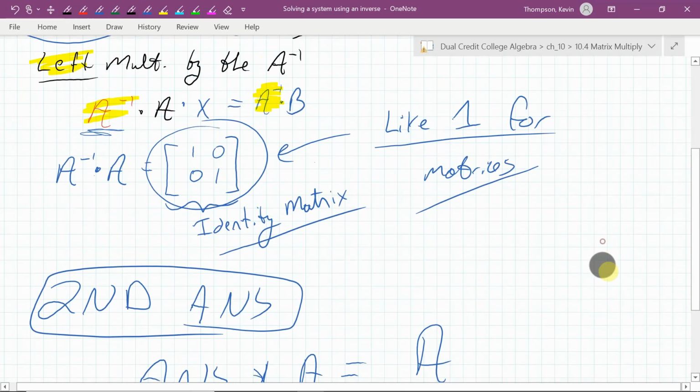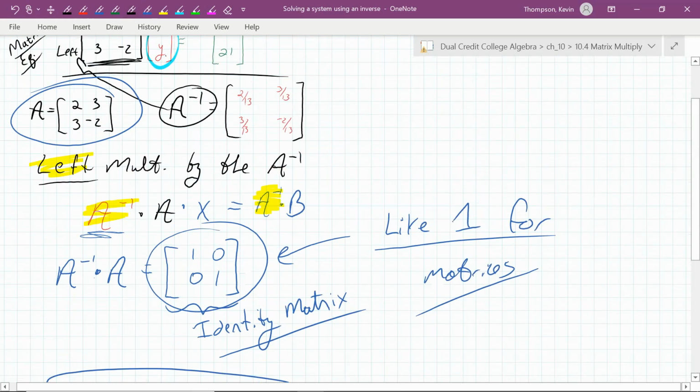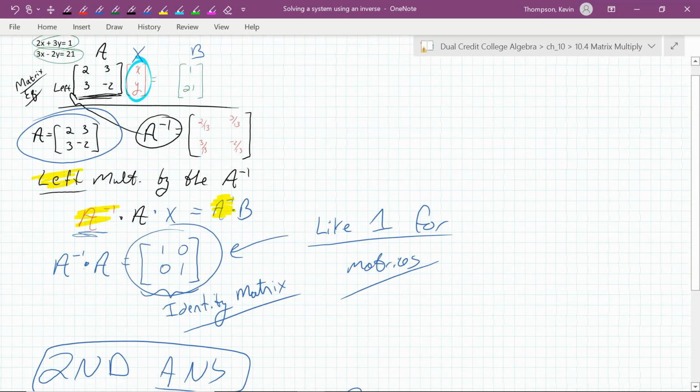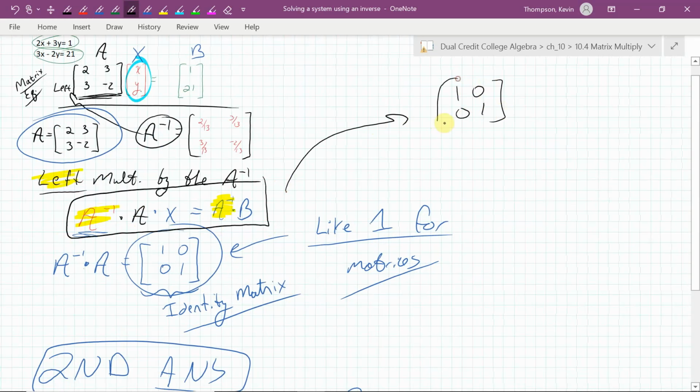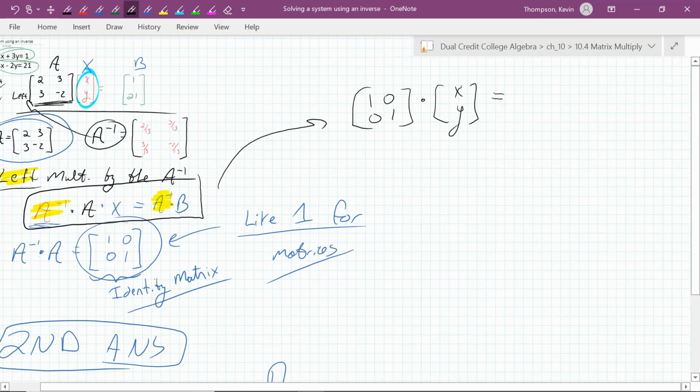So that means if I'm thinking about this, I want to finish this problem now. So I'm going to go back. I'm just going to zoom out maybe a bit. So if we're going to multiply both sides by A inverse, what we end up with is 1, 0, 0, 1 times this xy equals this A inverse times B.